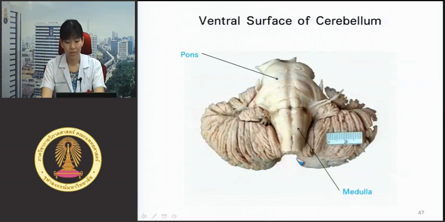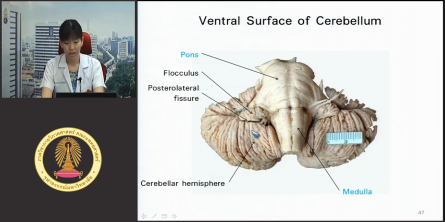Ventral surface of the medulla and pons shows the flocculus separating from the cerebellar hemispheres by the posterolateral fissure. Note the facial and vestibulocochlear nerve at this cerebellopontine angle.